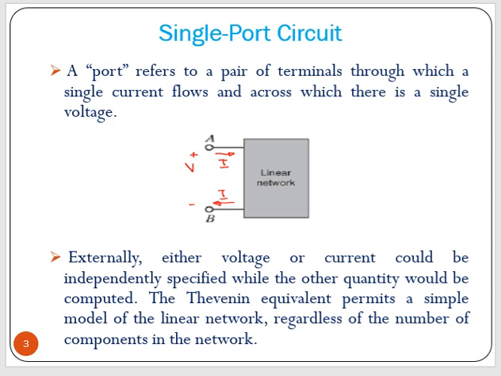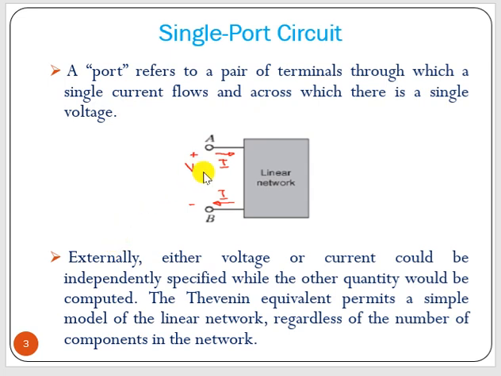A port refers to a pair of terminals. Now we have here the pair of terminals. So two terminals. If we connect these two points, then we'll have a closed circuit. So the pair of terminals through which a single current flows, and across which there is a single voltage. So only current I flows and comes back, and there is a voltage across this terminal, V.